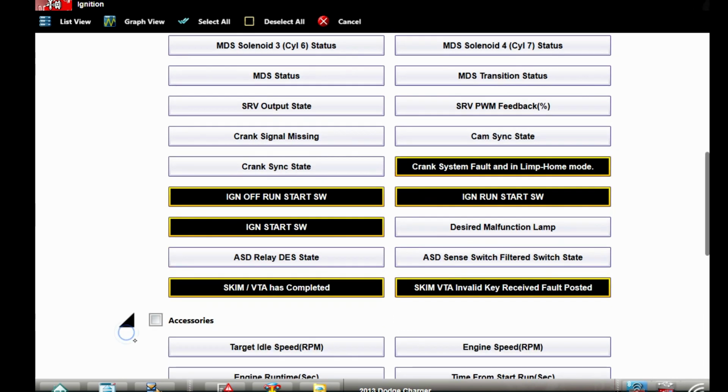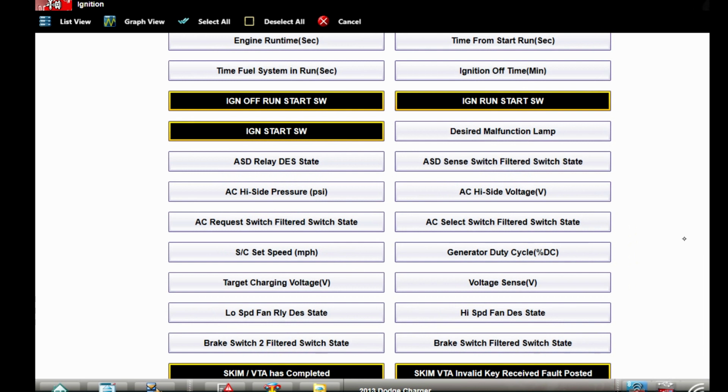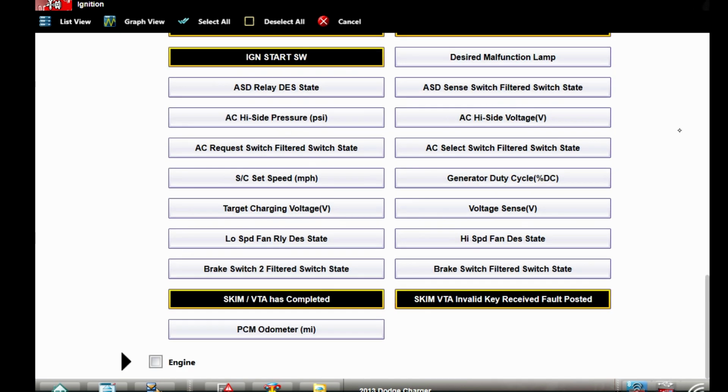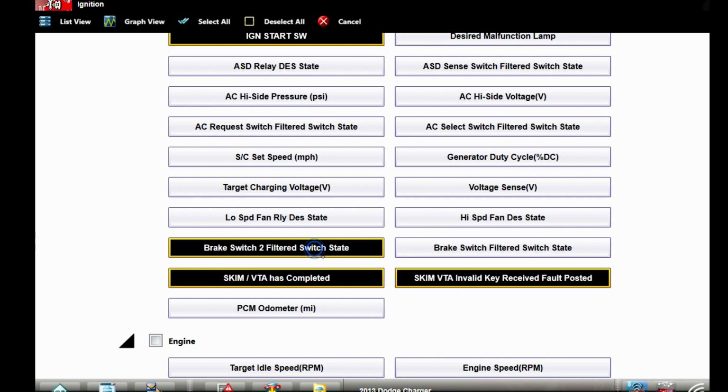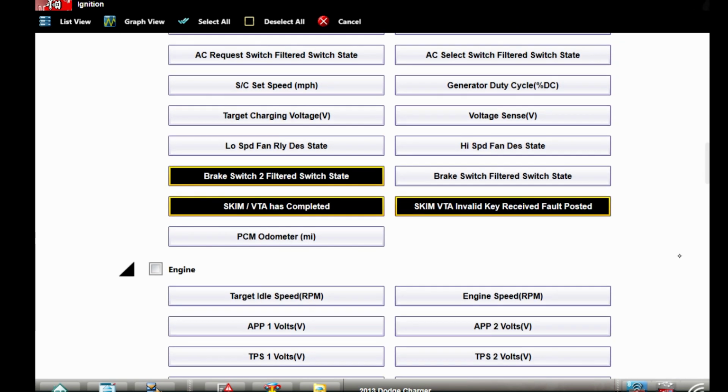Let's take a look at accessories. And you'll see some of these data PIDs here are, in fact, in multiple data PID groupings. So we got that. Brake switch 2, filtered state. Yeah, let's throw the brake switch in there. We want to make sure that the PCM is seeing the brake switch. It is not a direct input to the PCM. Once again, our direct versus indirect inputs and outputs. But it is communicated over the bus.